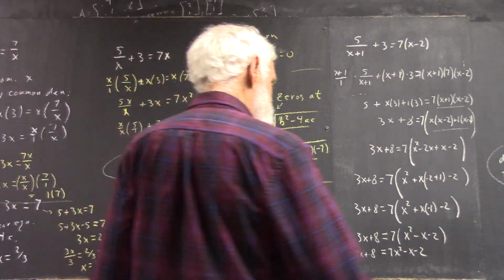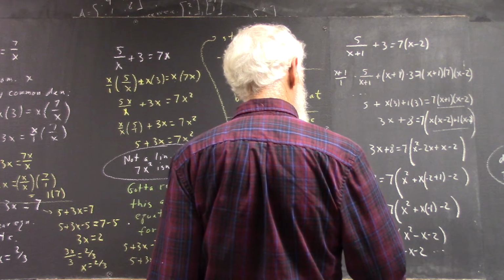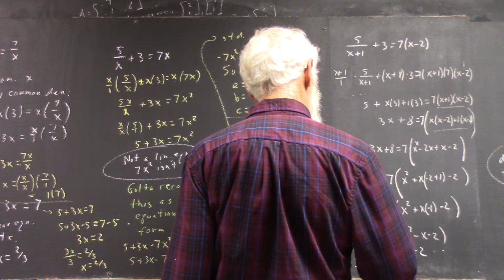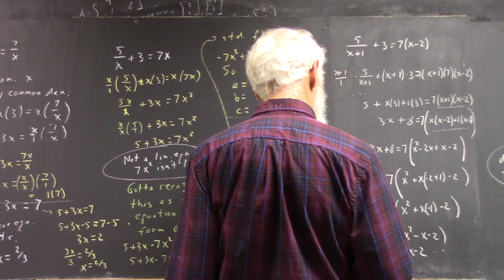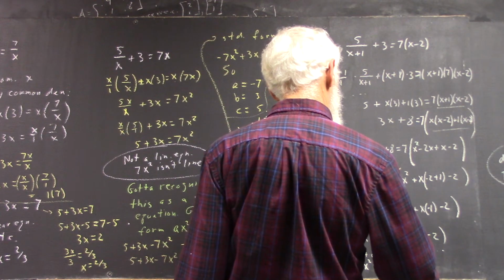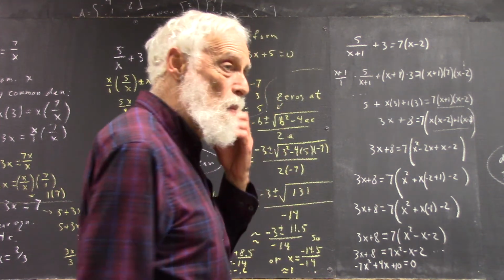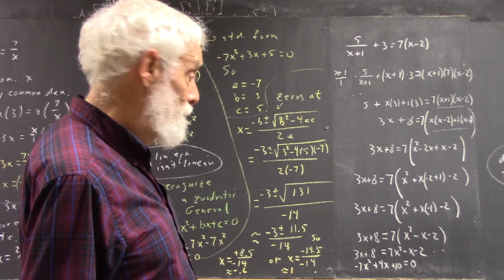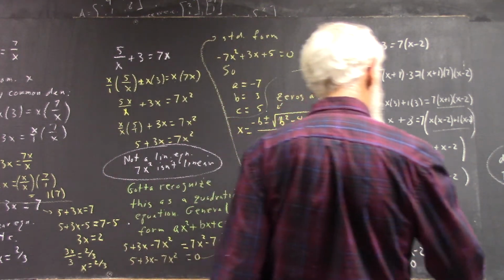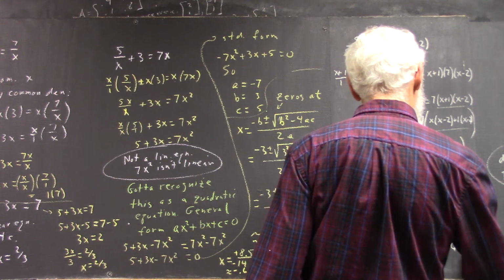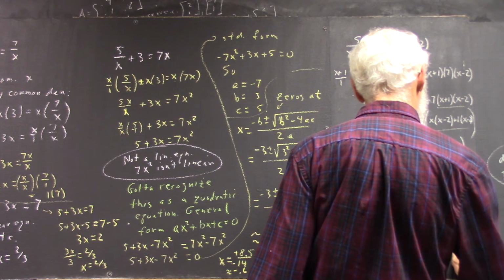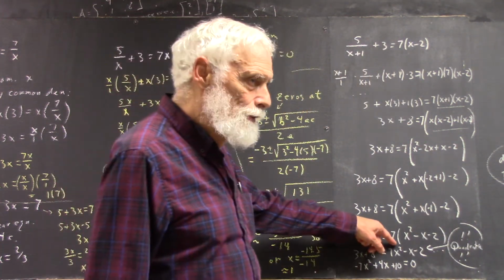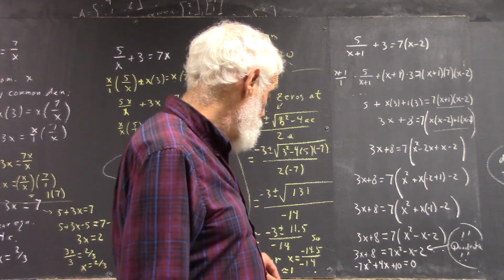Okay? And I'll leave it to you to see how that gives us negative 7x squared plus 4x plus 10 equals 0. And now we have a quadratic equation in general form. So at this point we notice that the equation is quadratic, so that we know to put it in the general form so we can apply the quadratic formula. Okay?